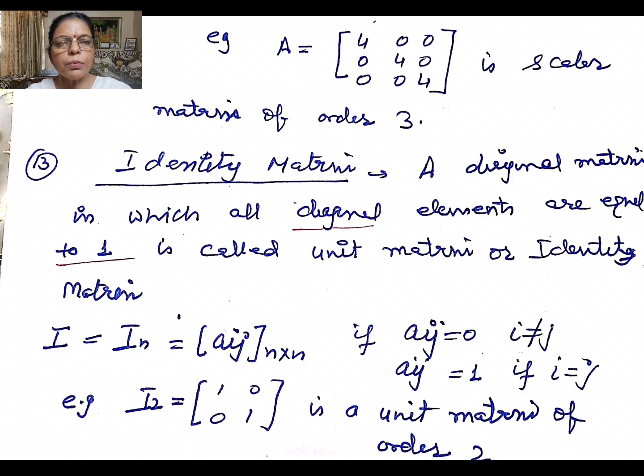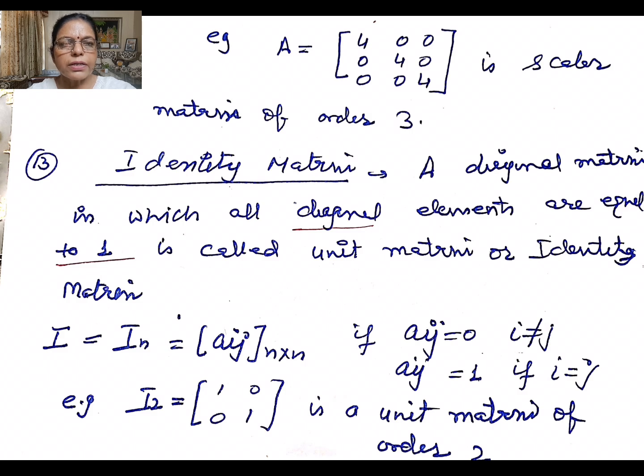And next come to identity matrix. A diagonal matrix in which all diagonal elements are equal to 1, that is called unit matrix or identity matrix. And for example, हमारे पास क्या है, Aij n by n. Aij is equal to 0 if i is not equal to j.